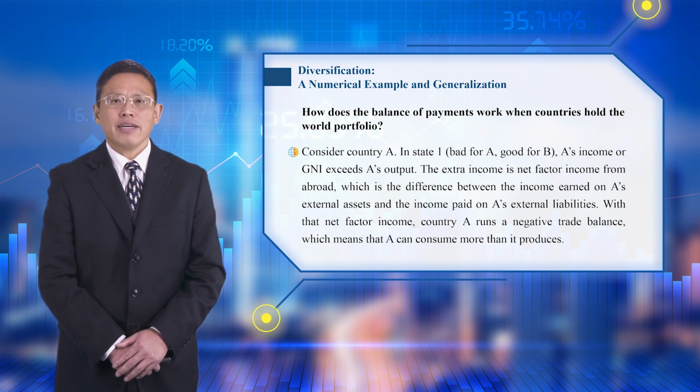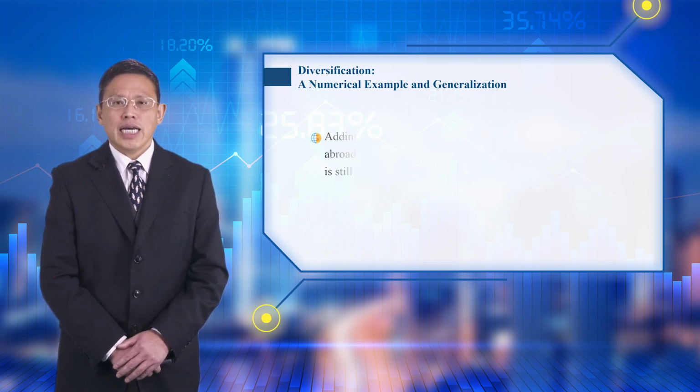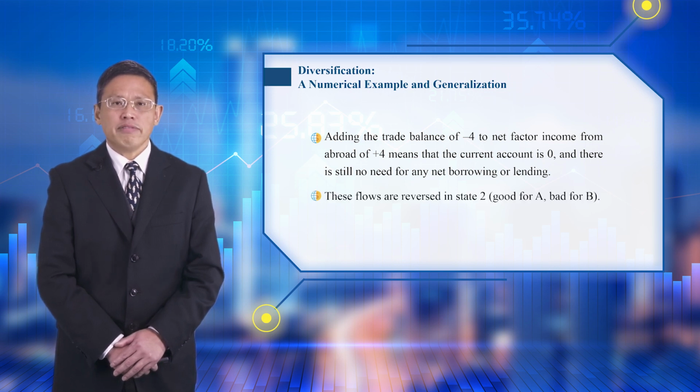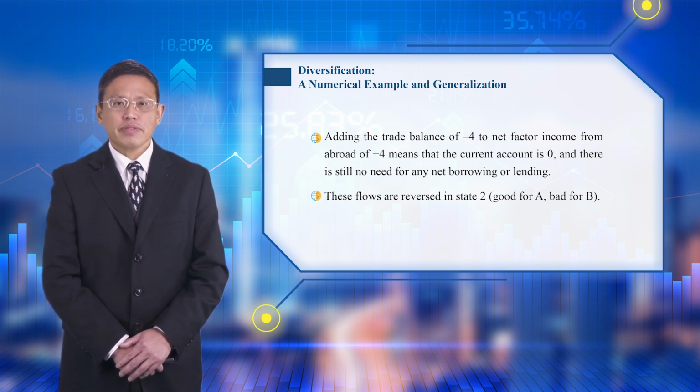With that net factor income, country A runs a negative trade balance, which means that A can consume more than it produces. Adding the trade balance of minus 4 to net factor income from abroad of plus 4 means that the current account is 0, and there is still no need for any net borrowing or lending. These flows are reversed in stage 2, good for A, bad for B.